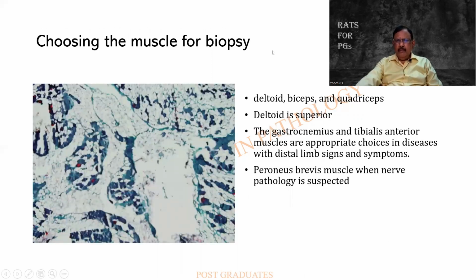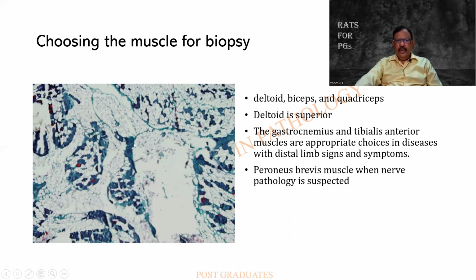And choosing a muscle for biopsy. Normally you find that these are the muscles of choice: the deltoid, the biceps, or the quadriceps. They say that deltoid is superior. The gastrocnemius and the tibialis anterior muscles are appropriate choices for the concerned diseases. Sometimes you find that peroneus brevis is also biopsied when a nerve pathology is suspected.